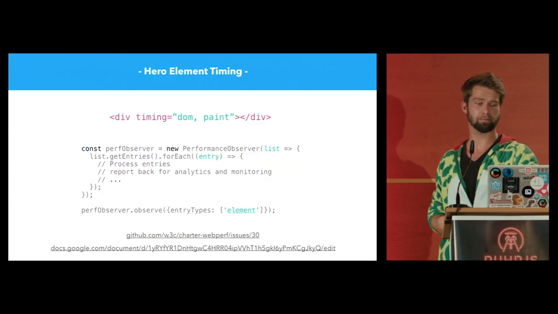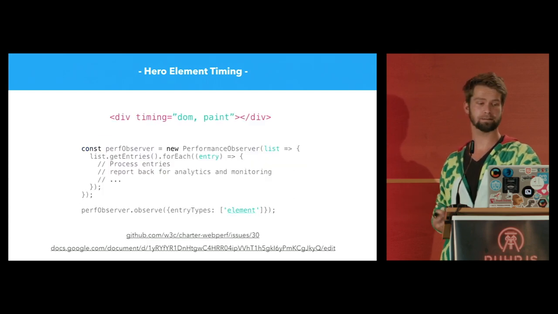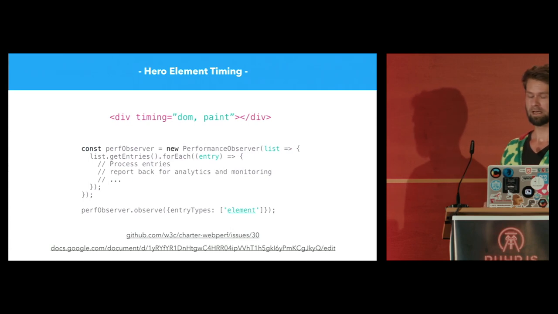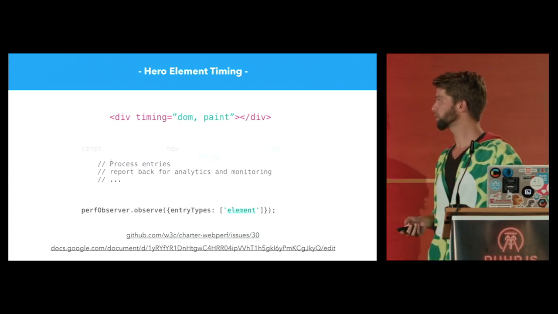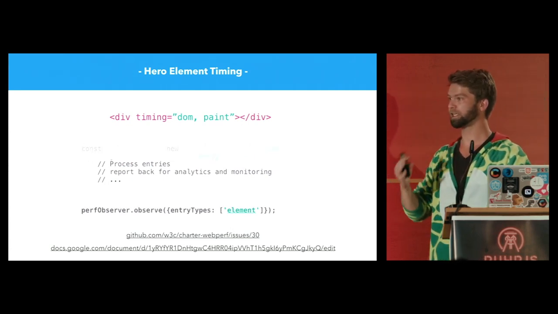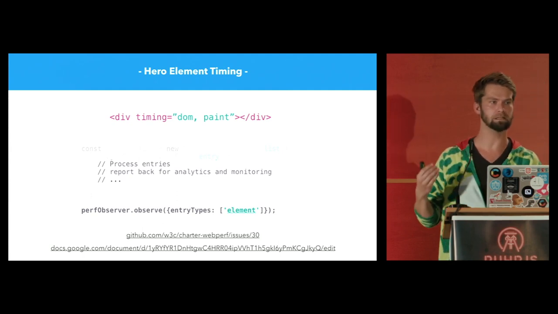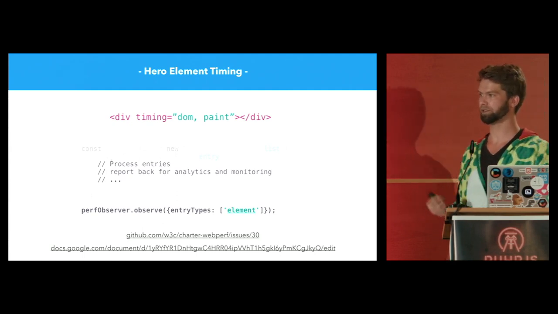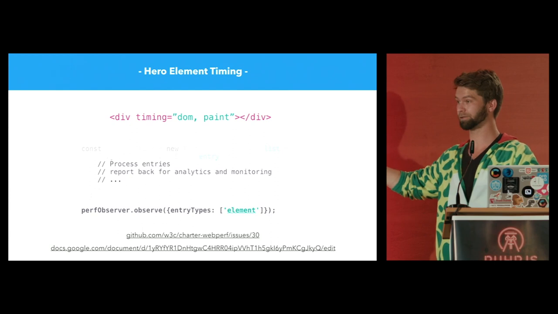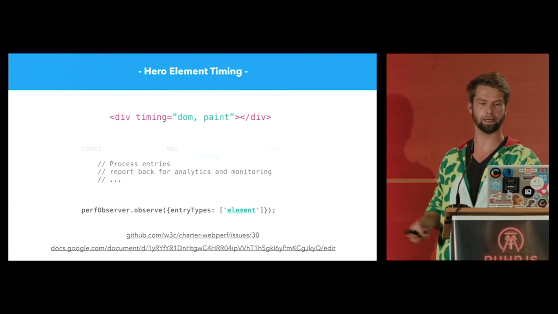What is currently in spec making is the hero element timing API. So hopefully at some point we can do something like that, and we can ask the browser, hey, please tell me when this element is laid out and rendered. I'm really looking forward to that one. But this is currently only in spec making.